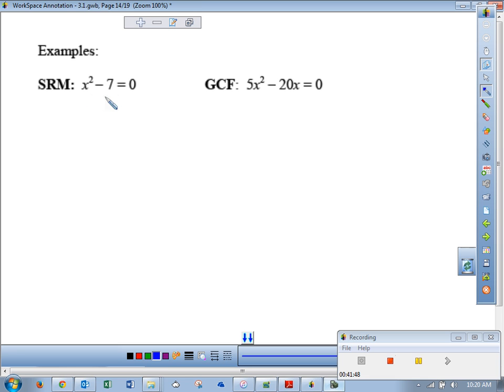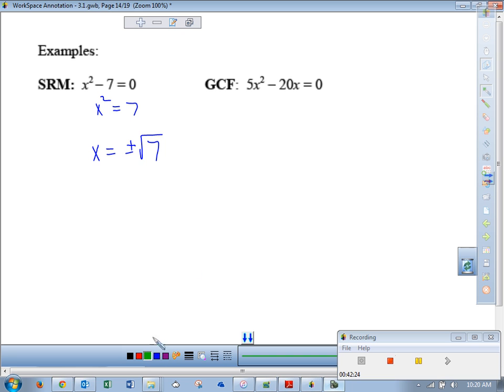Get x squared all by itself on one side of the equal sign. Wouldn't you have to add 7 to both sides? Then, to solve, since x squared is all by itself, square root, and you've got to realize that you get 2 answers. 7 is not a perfect square, so I will just leave it as plus or minus the square root of 7. Any questions about the square root method? The only time you can use it is if there's no x to the firsts.